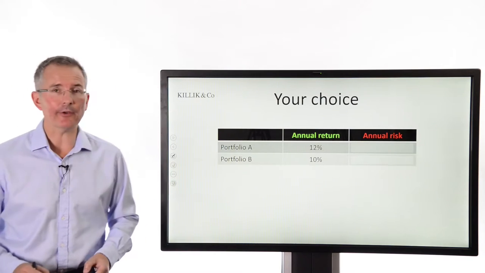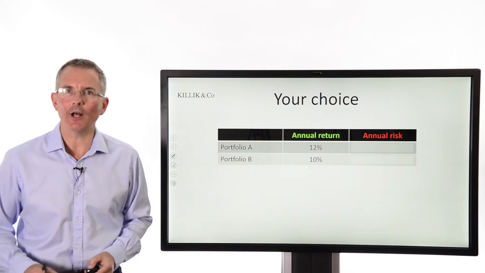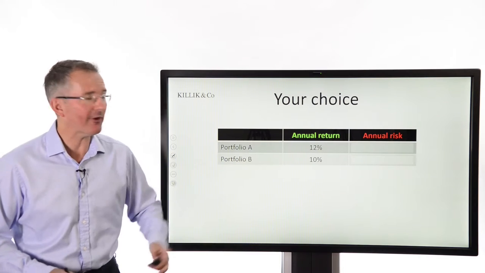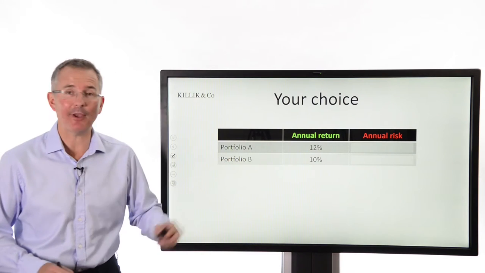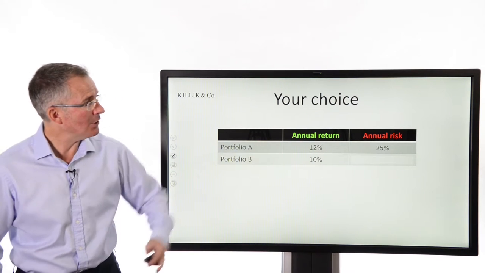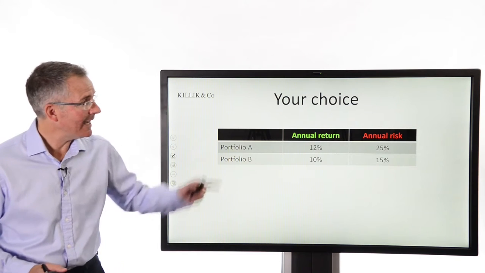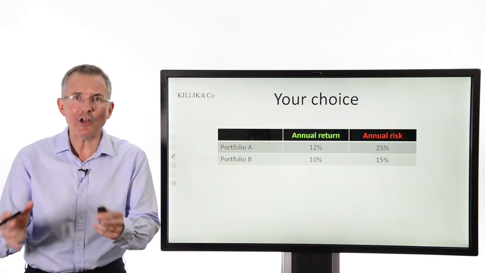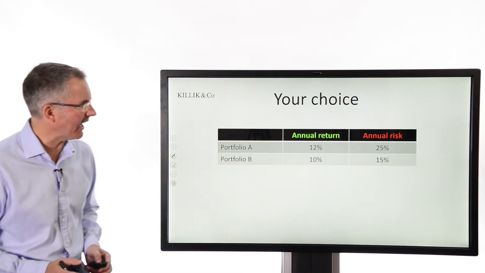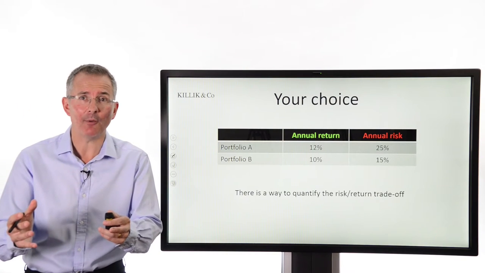So here's your choice between Portfolio A and Portfolio B. Portfolio A looks a little bit better on the face of it, a 12% annual return against 10% for Portfolio B. But then I tell you that actually the annual risk on Portfolio A is 25% and on B it's only 15%. Which one do you want now? You might be thinking, not sure. It'd be useful to have a number that helps me quantify which one I want now.